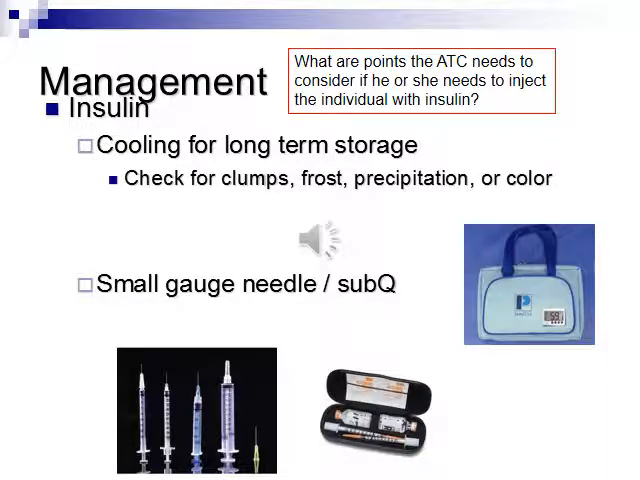Some of your different needles, and there are some other injection devices that we're going to be going over. Typically a small gauge needle is a pretty common thing. It's a subcutaneous injection into the individual.